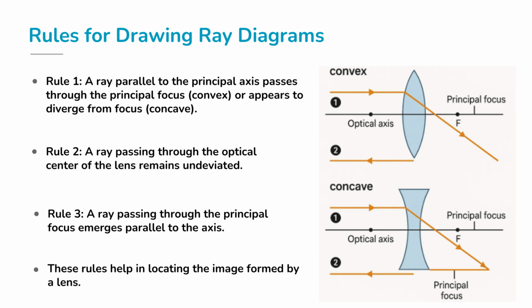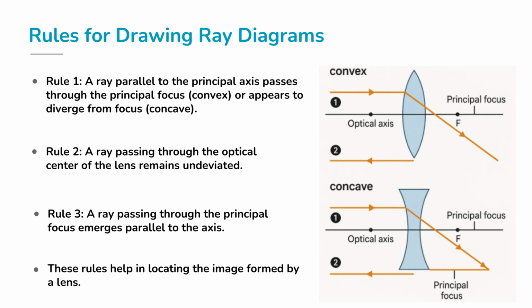Lucky them. That's exactly what this ray enjoys. Rule 3. A ray passing through the focus before hitting the lens will come out parallel to the principal axis on the other side. So if the previous rule was parallel goes to focus, this one is the reverse, focus goes to parallel. Nice and symmetrical, right?